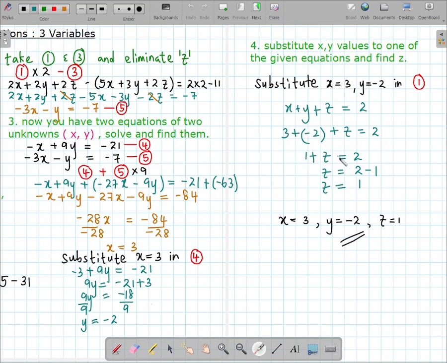1 plus z equals 2. Then when you move the plus 1 to the other side, it becomes minus 1. So z equals 2 minus 1, z equals 1. So x equals 3, y equals minus 2, z equals 1 is the final answer. I hope you understood.